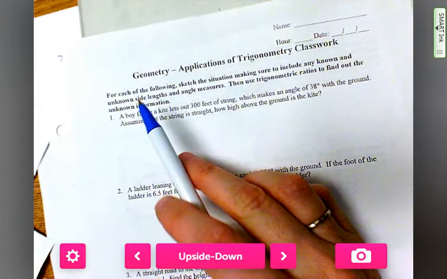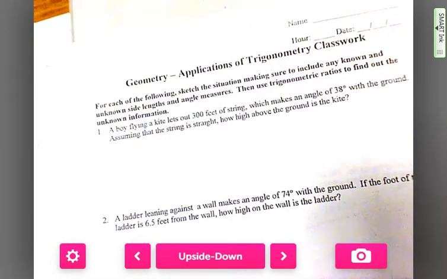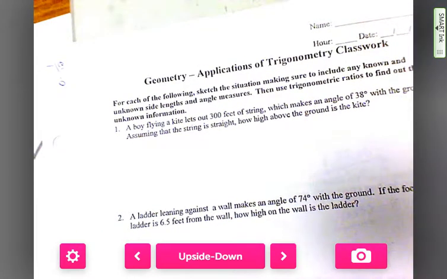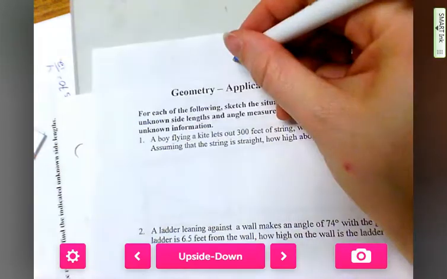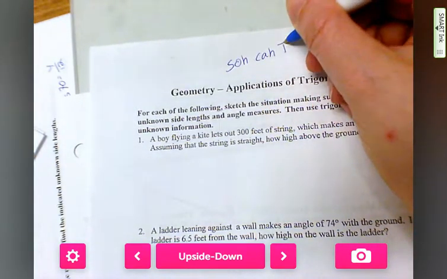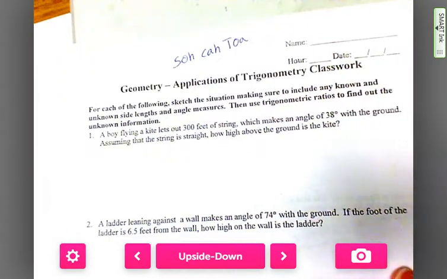For each of the following, we're going to sketch the situation, making sure to include any known and unknown side lengths and angle measures. Then use trigonometric ratios to find out the unknown information. So the first thing we're going to do, I think, is we should write SOHCAHTOA at the top. SOHCAHTOA. Okay? For sine, cosine, and tangent.